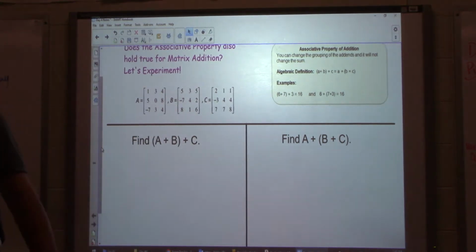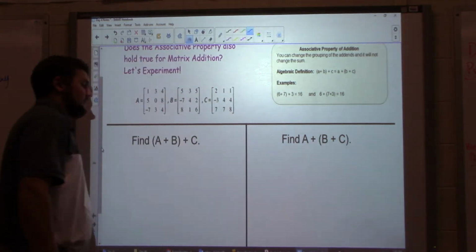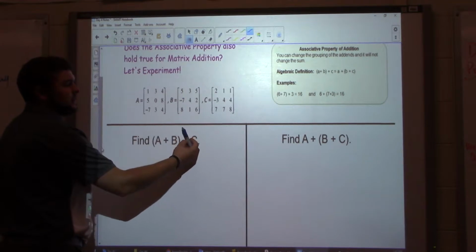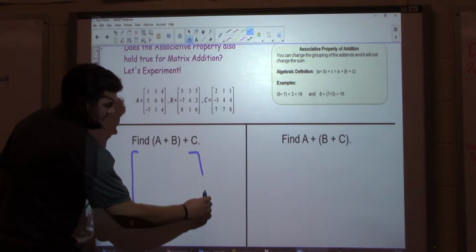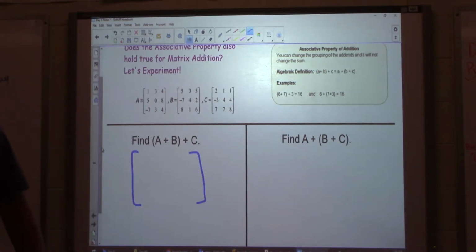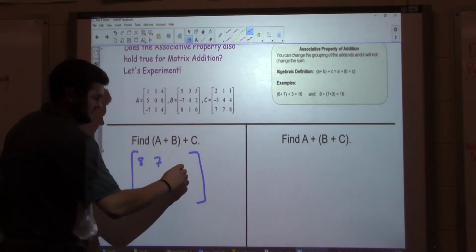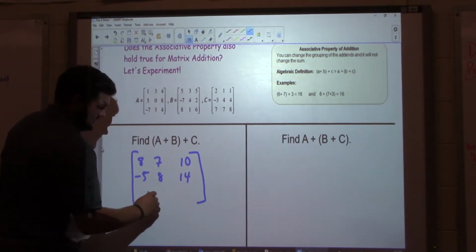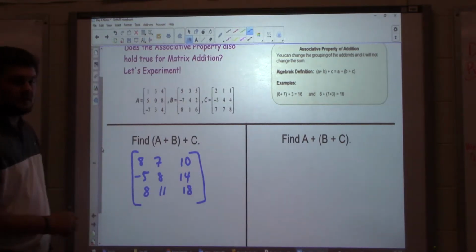Alright, if we put it in our calculator, or if you did it by hand, we need to add the first two matrices, A plus B first, see what you get, and then add C. If you did the first part, can someone from this side of the room read off what they got for me, please? 8, 7, 10, negative 5, 8, 14, 8, 11, 18. Okay, so that's the first part.